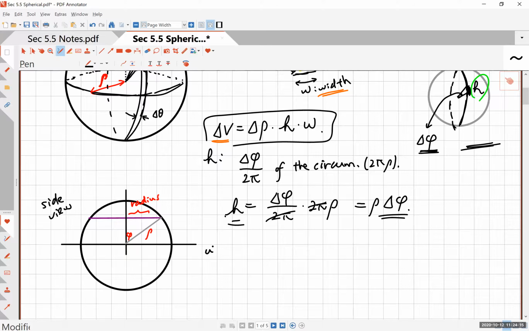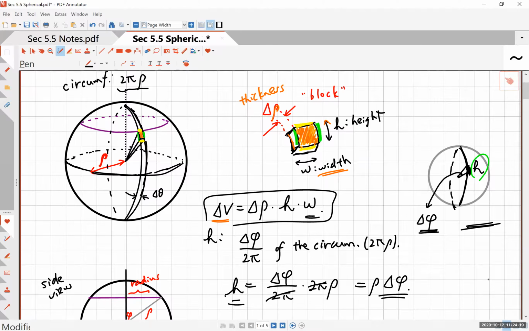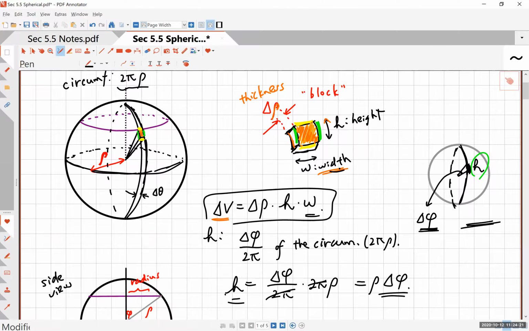Not a problem, right? All right, so how about W? That's the last thing we need to find. Now, W is a little tricky because if you just watch this here, the yellow line is right here. And so we need to figure out this little small thing here. Okay, how wide is that? How wide is this little block? Well, it is just like what we had before.